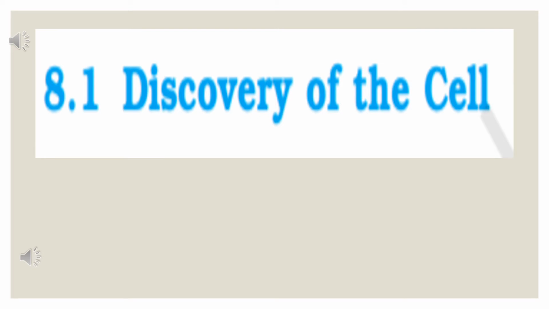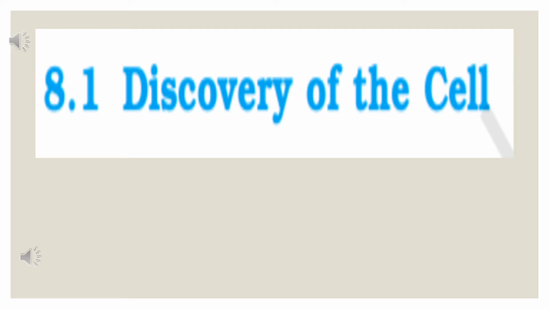The next topic we are going to see is the discovery of the cell. Who discovered the cell, children? It's Robert Hooke. Robert Hooke observed slices of cork under a simple magnifying device. What do you mean by cork, children?